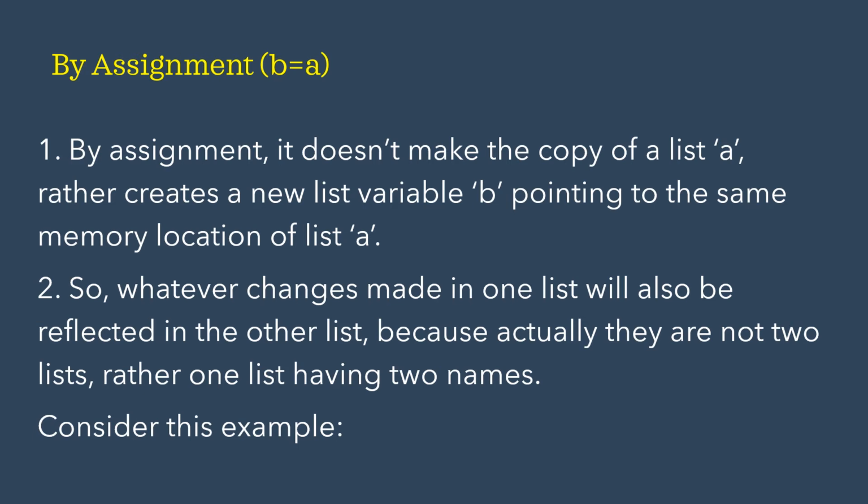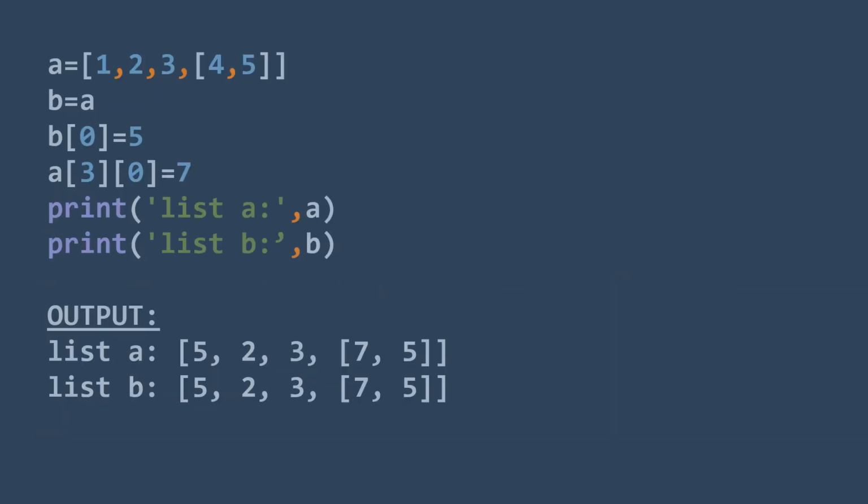That means the list will be one, but it can be referred to by two names. So let's check this code. Let's say A is a list having values 1, 2, 3, and another sublist having values 4, 5, and B is equal to A.